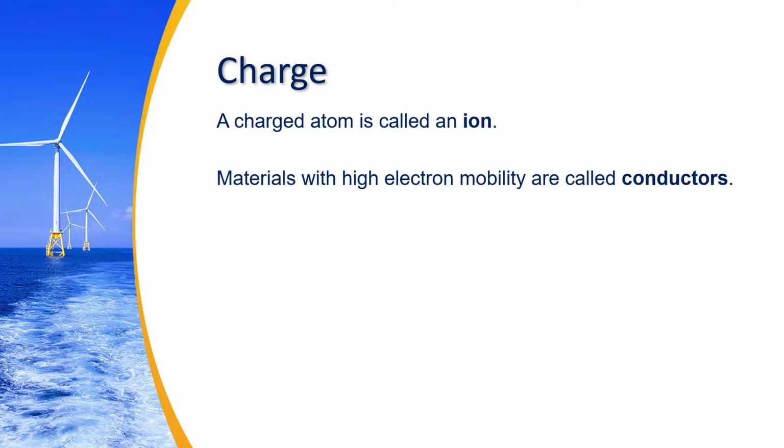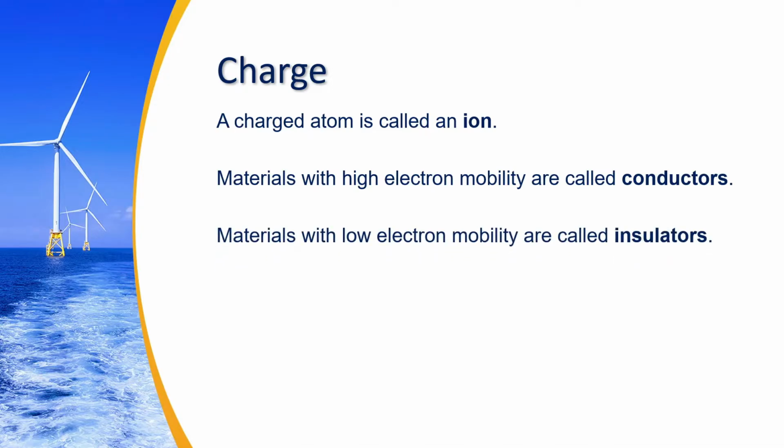So, materials with high electron mobility are called conductors. Sila yung mga kayang daluyan ng kuryente. Okay? Kasi sila yung may mataas na electrons. Materials with low electron mobility are called insulators. Sila naman yung mga hindi kayang daanan ng mga kuryente o ng mga electrons natin.